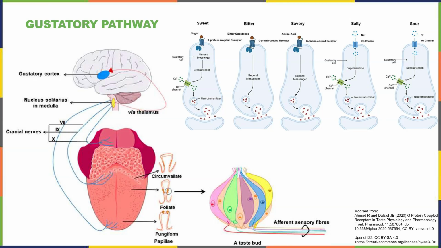These neurons travel through 3 cranial nerves: number 7, the facial nerve, number 9, the glossopharyngeal nerve, and number 10, the vagus nerve. These afferent fibers synapse in the solitary nucleus of the medulla oblongata. From there, some neurons activate parasympathetic reflexes, such as stimulating saliva production. Other neurons relay the signal to the thalamus, and from the thalamus to the gustatory cortex, located in the insula and an adjacent portion of the parietal lobe, where the brain perceives and identifies the sense of taste.